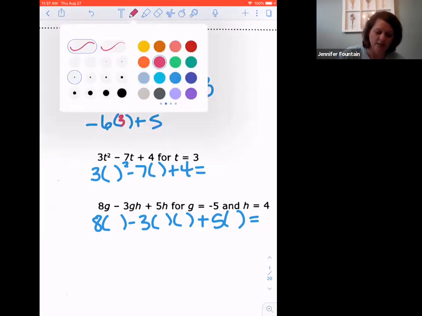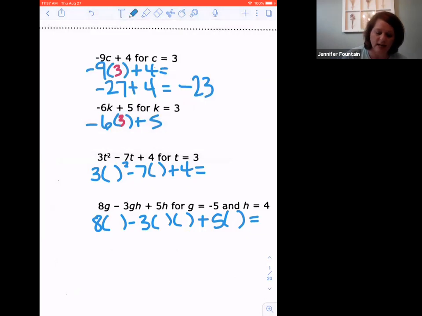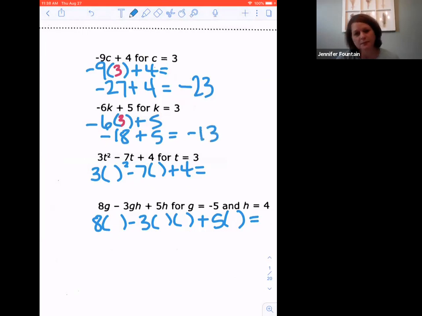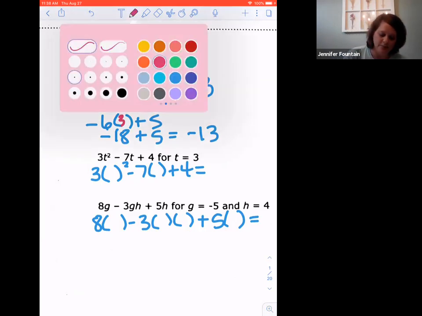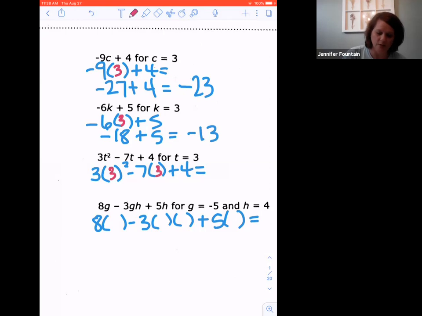On the next one, I'm plugging in 3 for K. So I've got -6 times 3. Negative times positive is a negative. 6 times 3 is 18. Plus 5. Different signs. Take the sign of the larger, find the difference. So -13. Plugging in 3 for T. Put my 3 there, my 3 there.